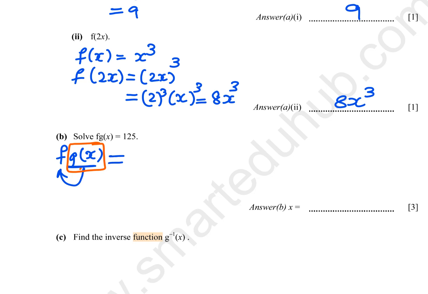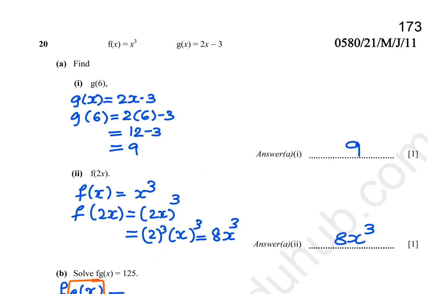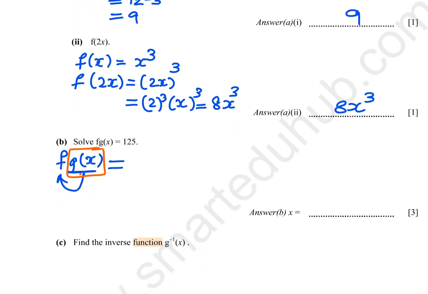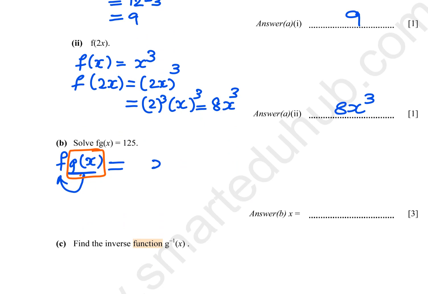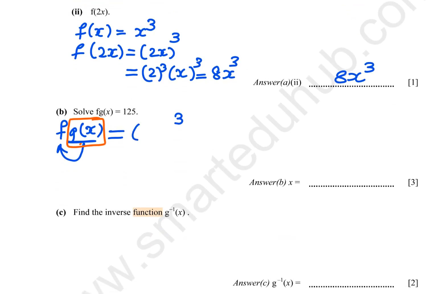Take this 2x - 3 and imagine that this 2x - 3 is totally equal to x. So that means wherever there is x cube, I'm going to erase that x to be very clear, and instead of that x, I'm going to plug in 2x - 3. So that means this is what your f of g of x is.